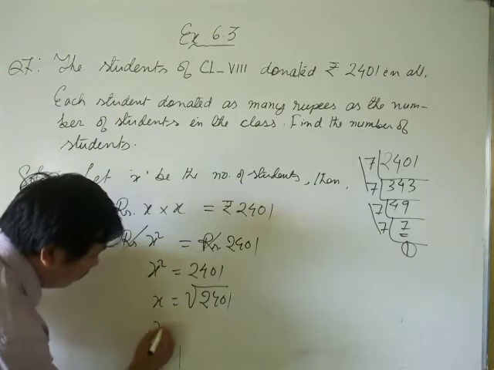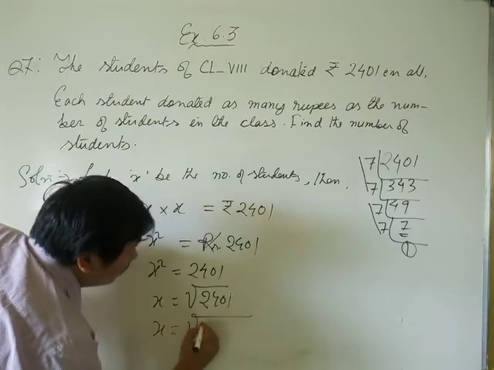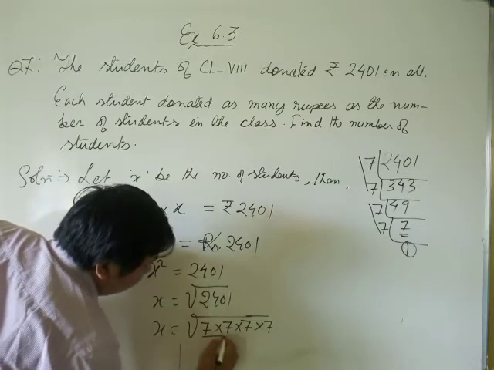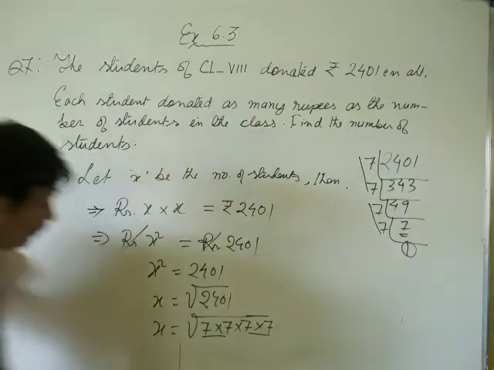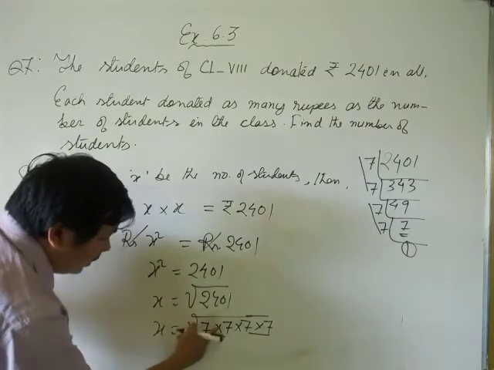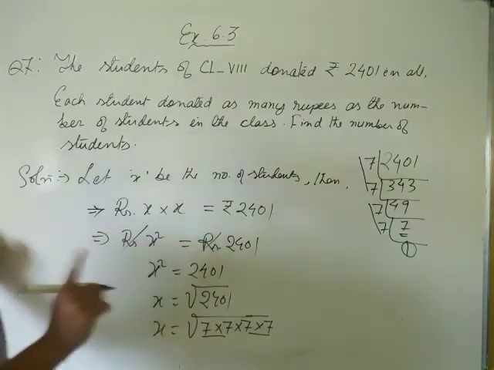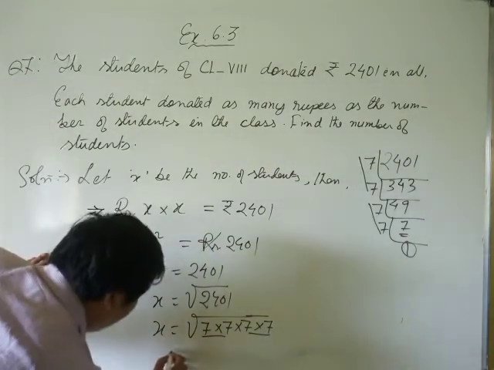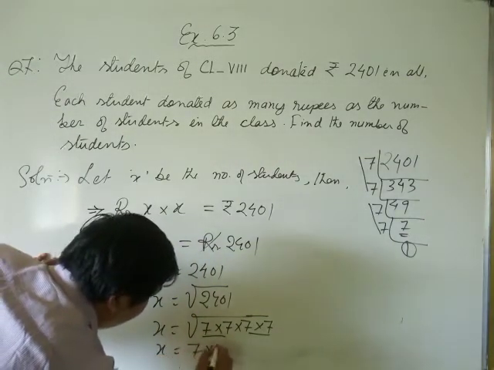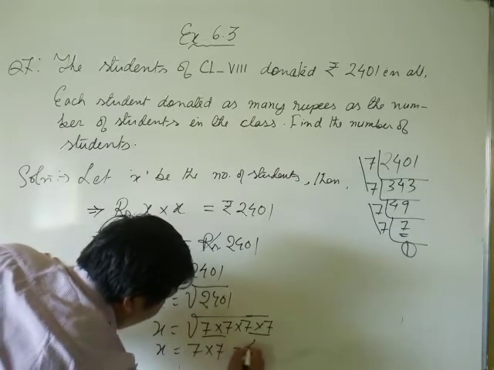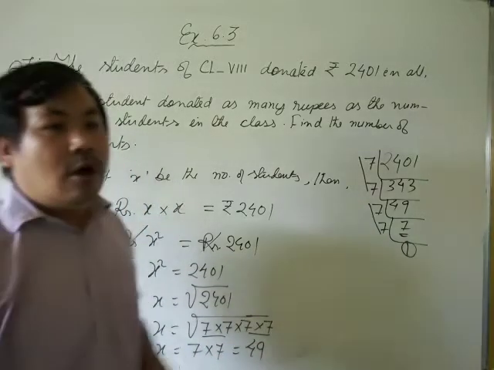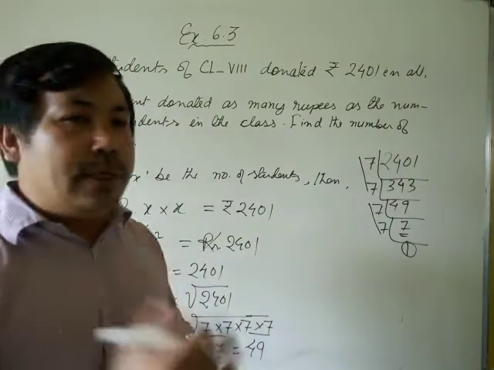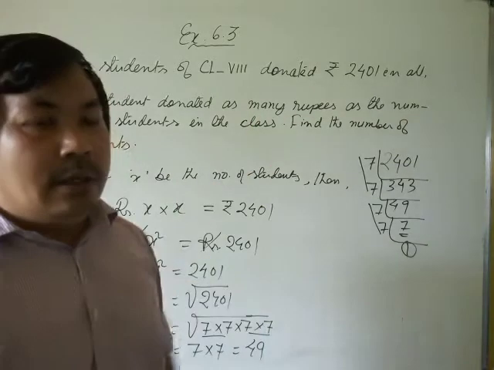Again, that means x is equal to square root of 7 into 7 into 7 into 7. So these are in pairs, isn't it? Then we know that 7 square will be coming here, then the square and the root will be cancelled, and we get here only x is equal to 7 into 7, that means 49. 7 sevens are 49. So 49 students are there in the class, and each of them is contributing 49 rupees and getting this amount.